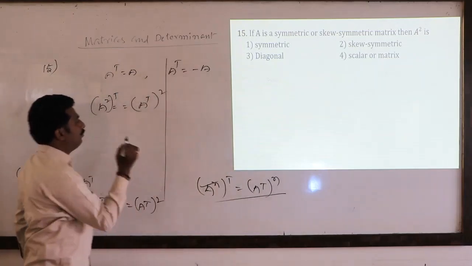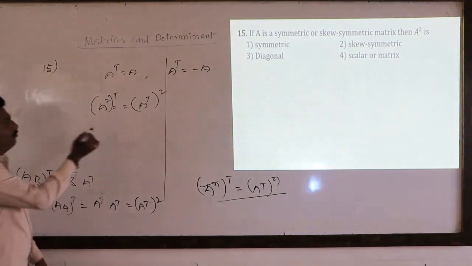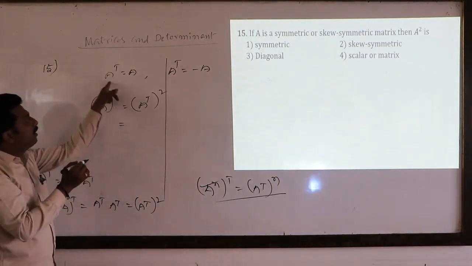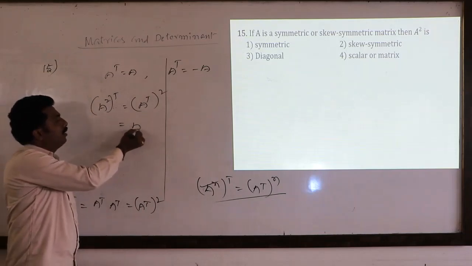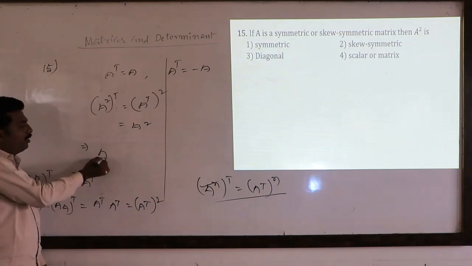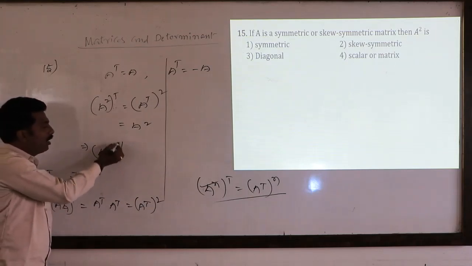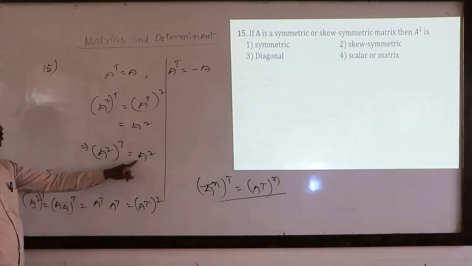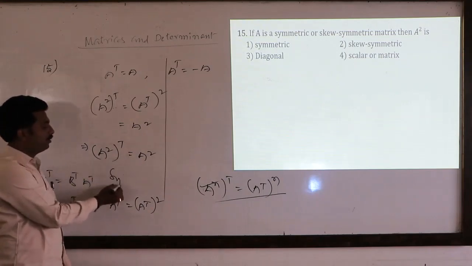See, from this, A transpose means A, whole square is there. So finally A square whole transpose equal to, we got A square. Therefore A square is symmetric.